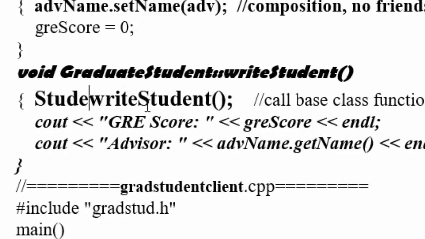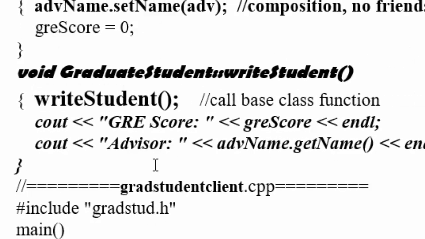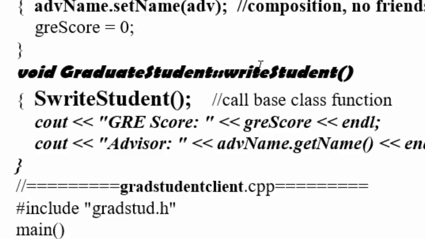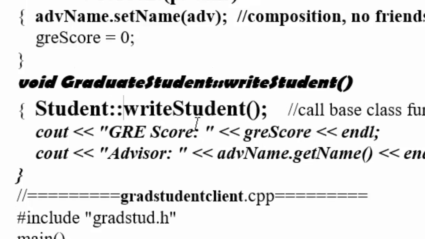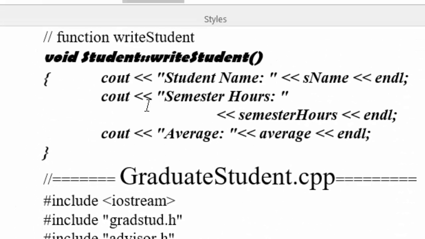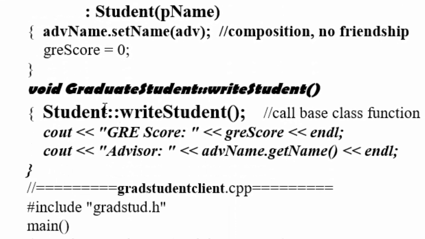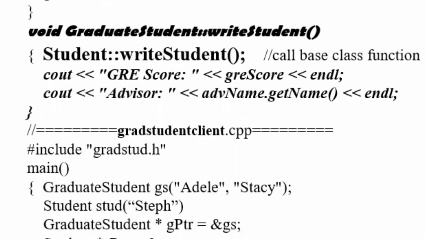If I took away the operator and just made the call look like this, it would be a call directly back to the same function, and it would just continually come in here and call itself, come in here and call itself, and get into a recursive loop. So by adding this scope resolution operator, we're saying go up here, print out all the information for the base class, and then come back and print the remaining information for the derived class.